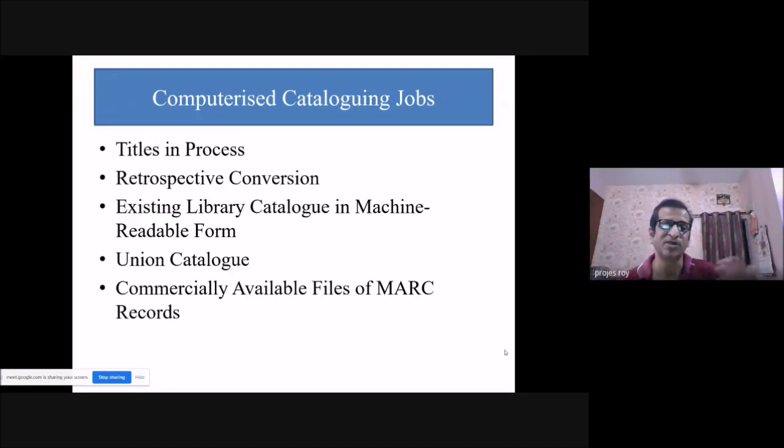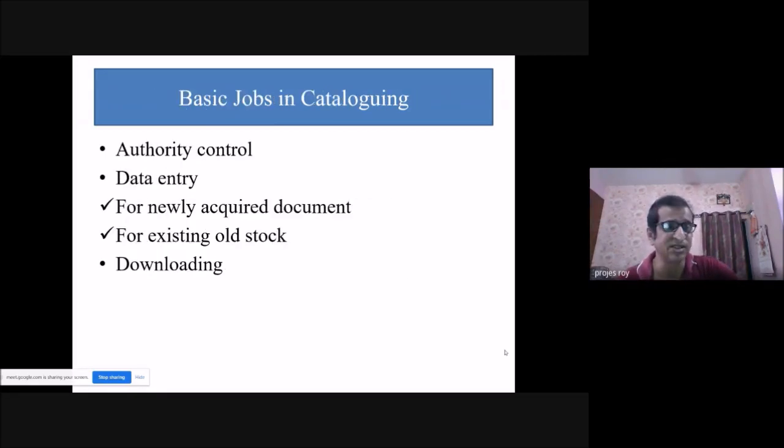Then retrospective conversion. Retrospective conversion means suppose your library is using some standard, suppose DDC, and you're going to transform it into CC, colon classification. Then you require the help of retrospective conversion. Existing library catalog in machine readable form, union catalog, commercially available files of MARC records. Then authority control, data entry for newly acquired documents, for existing old stock, then downloading.